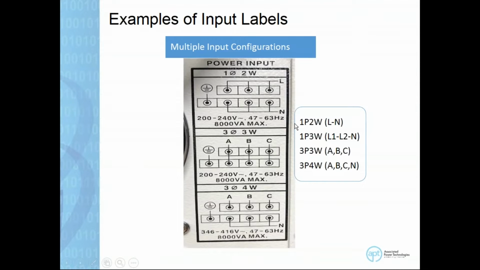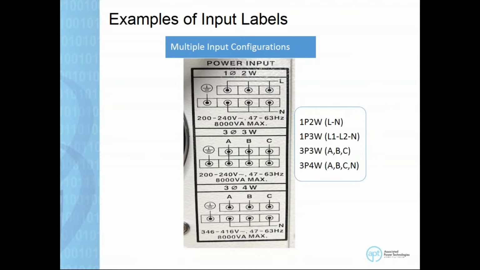Let's take a look at an example input label for a power supply. This is an input label that comes from one of our power supplies. This power supply is able to take in different kinds of power. You could power it up with a single phase 2-wire, again, line neutral. You could power it up with a single phase 3-wire, line 1, line 2, and a neutral. This also takes a configuration of 3-phase 3-wire.